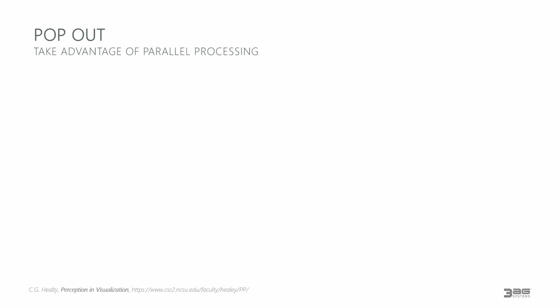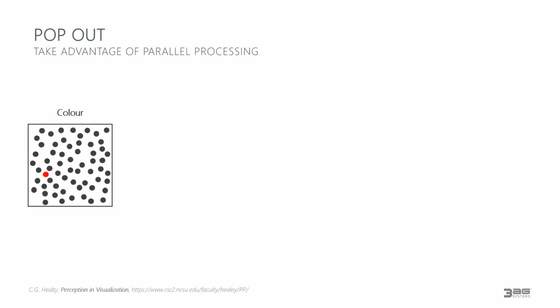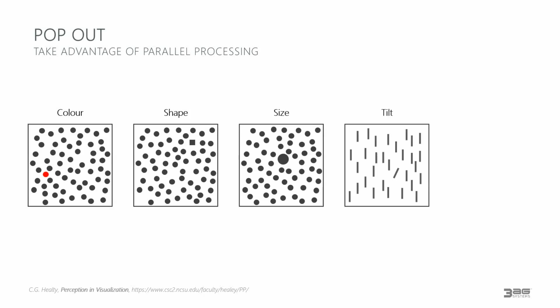And this is what's behind what we call parallel processing. The human perception engine is very good at distinguishing colors, shapes, sizes, and tilts, but not all at the same time. If you look at this example, it is easy enough for you to find the one that sticks out within each area. In the color example, you can quickly find the one red circle, in the shape, the one square, in the size, the one large circle, and so on.